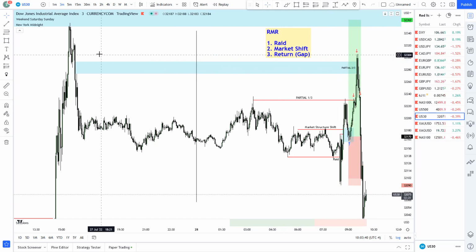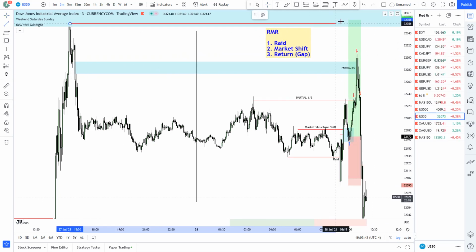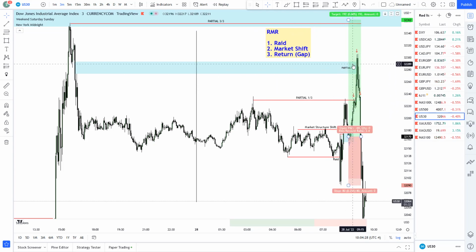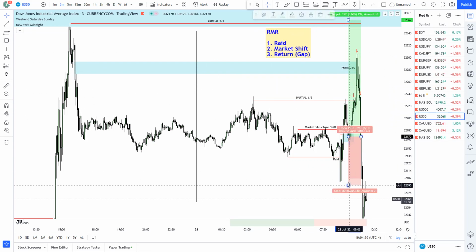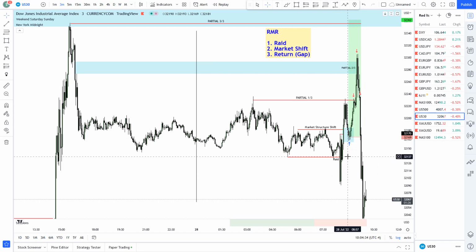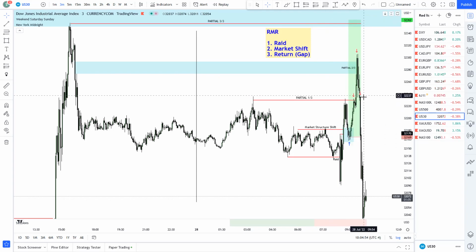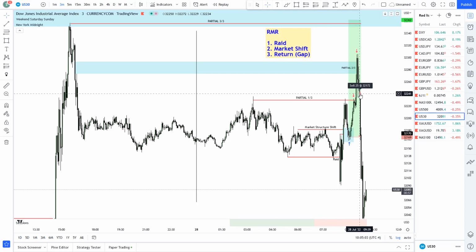And my final objective would have been this swing high up here. So if we reached this swing high, I would have taken off the remainder of my position. So once I took my first two partials, I reduced my risk, so my stop loss, to the break-even level, meaning if price ran against me, I would be stopped out at my break-even level, and if it ran to my final partial, excellent.